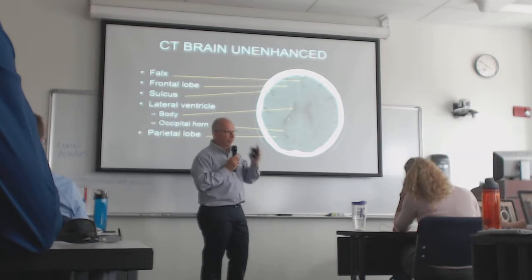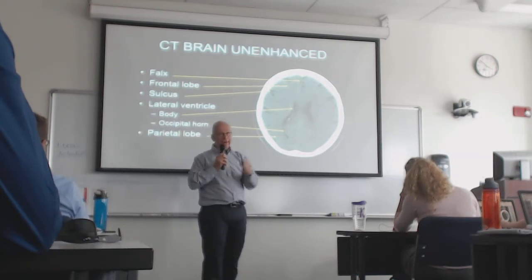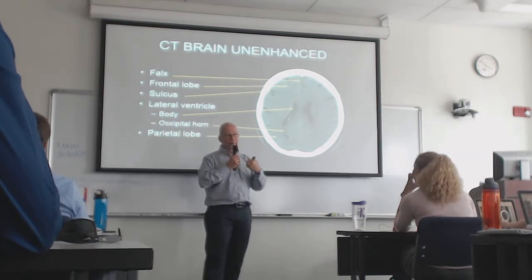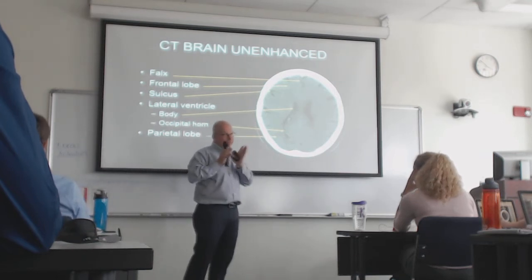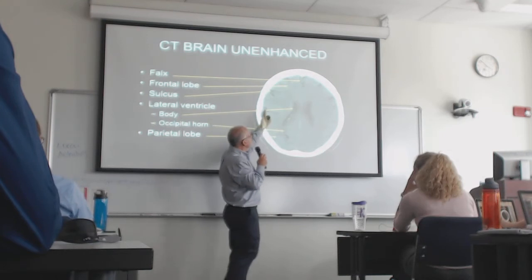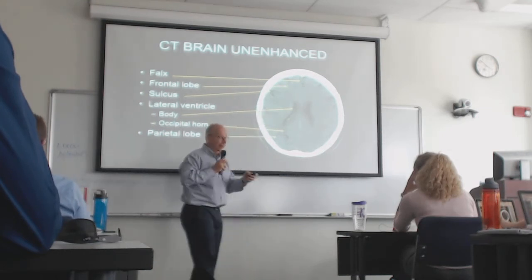I'll draw a line. If my falx falls right on that line, then I know nothing's pushing it one way or the other. If my falx is pushed over, if it's deviated, then I know I need to look for something that might be pushing it.